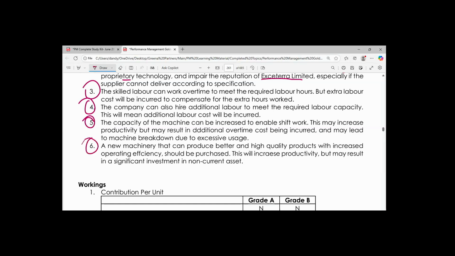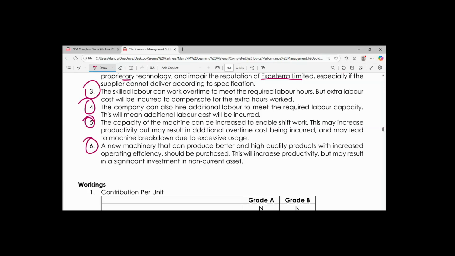Then the last one that I mentioned here is that new machinery that can produce better and higher quality products with increased operating efficiency may be purchased. In this case, even though production volume has increased, the company will incur a significant amount to purchase the non-current assets.